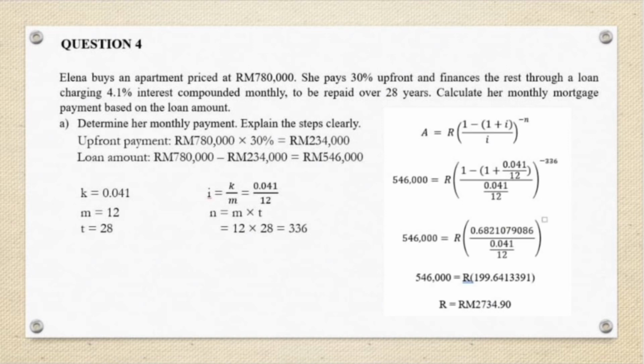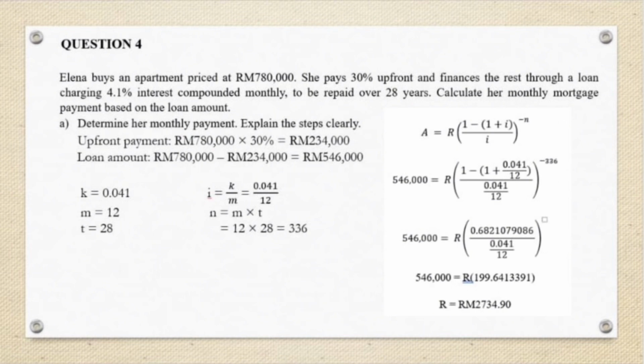With this information, we can plug them into a formula. We want to find her monthly payment rate, which means we want to find the R. So the correct formula to use is A equals R times (1 minus (1 plus I) to the power of negative n) over I. We use this formula because we don't have the future value of annuity, but we do have the present value.